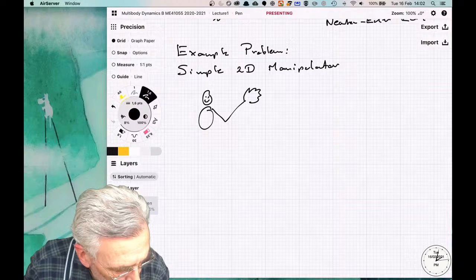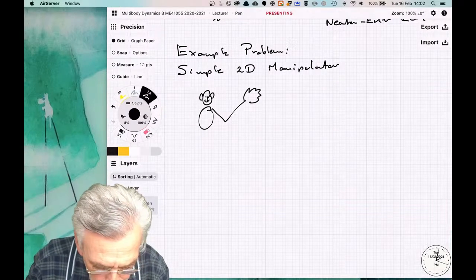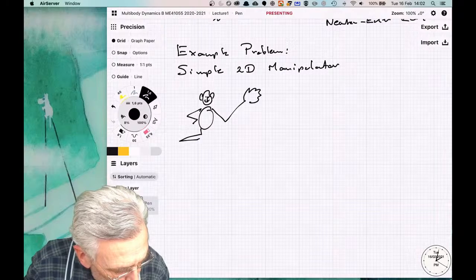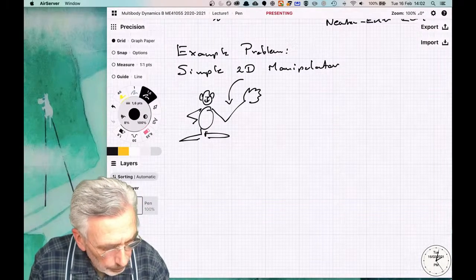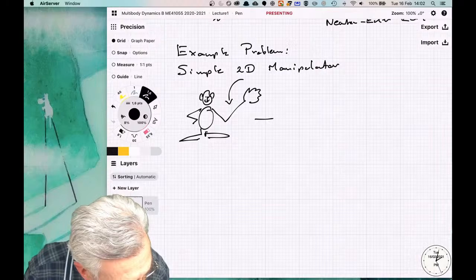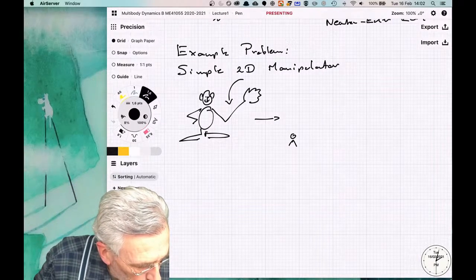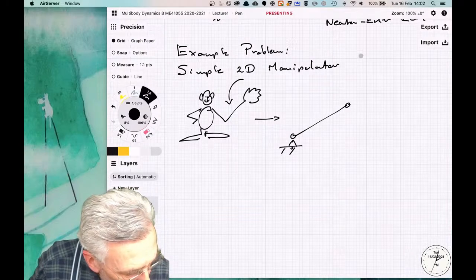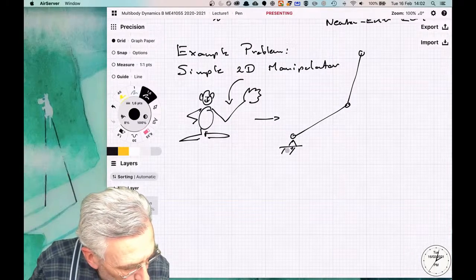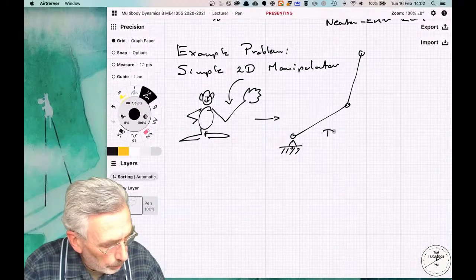And this is the. Oh, I need a nose. Where's my nose? I need ears. Yeah. And feet, of course. I need feet. Well, this is my simple 2D manipulator. And our model then of this thing is like this. So we have, it's grounded, and then we have the first arm, and then we have the second arm. We call this a double pendulum.